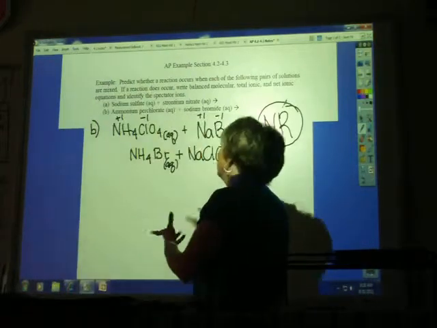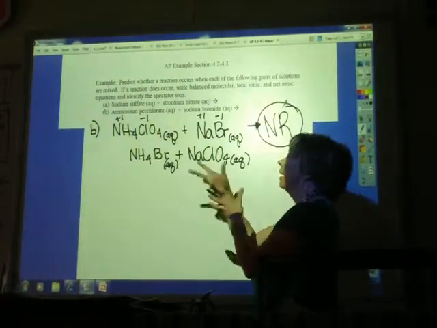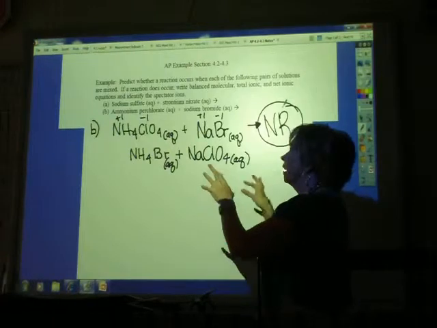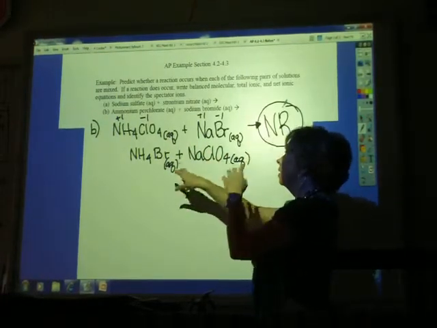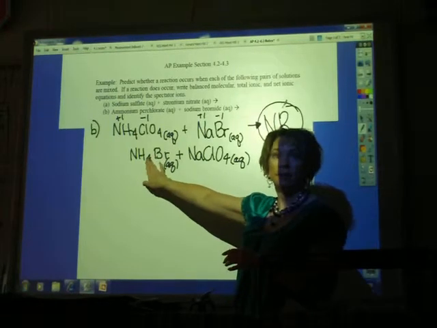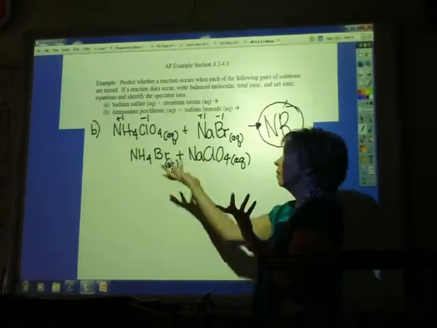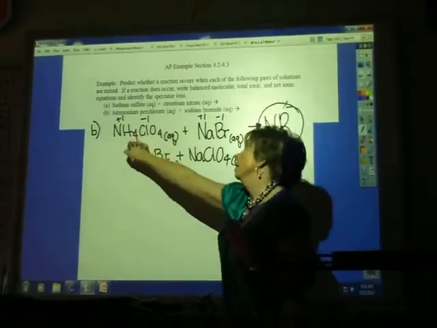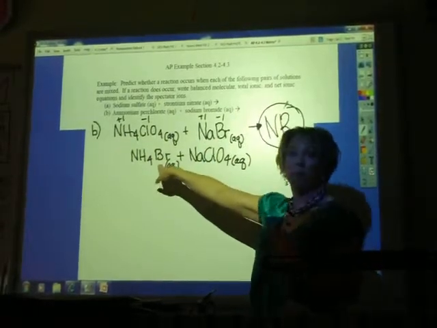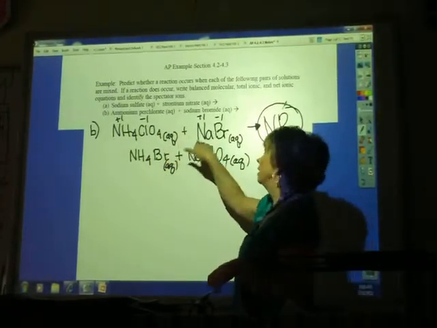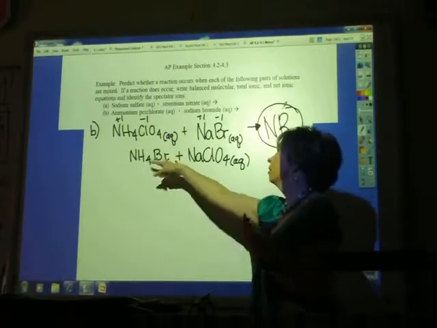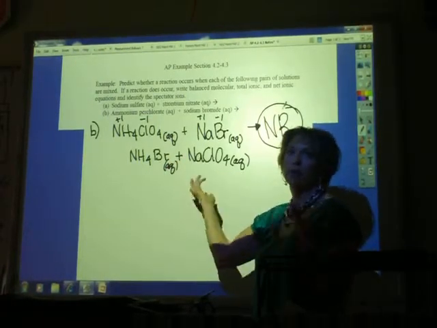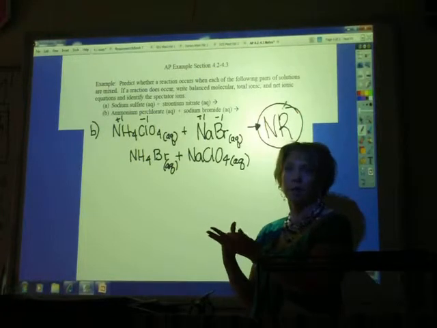Why do you say potential solutions every time? Well, I guess it would be better to say potential compounds, because they're not actually together. So this reaction doesn't happen. So does ammonium actually form a compound with bromine? No. Does sodium actually hook up with perchlorate and make a compound? No. So these are just like potential matches until we confirm that they precipitate out.